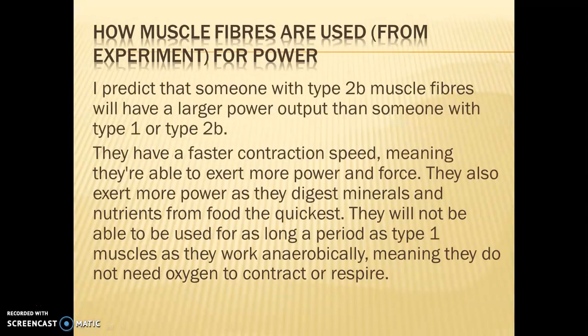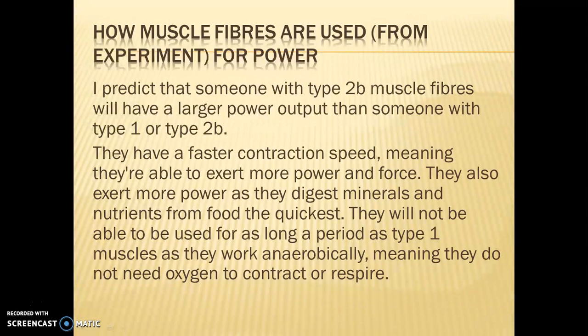How muscle fibers are used from the experiment for power. I predict that someone with type 2 muscle fibers will have a larger power output than someone with type 1 or type 2A. They have a faster contraction speed, meaning they're able to exert more power and force. They also exert more power as they digest minerals and nutrients from the food the quickest, so more are available when the time of contraction is needed.